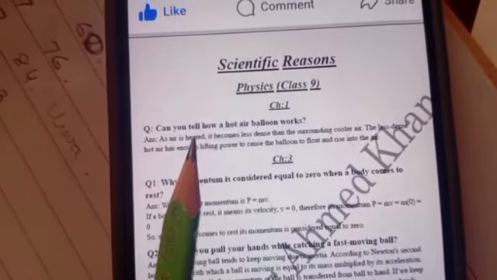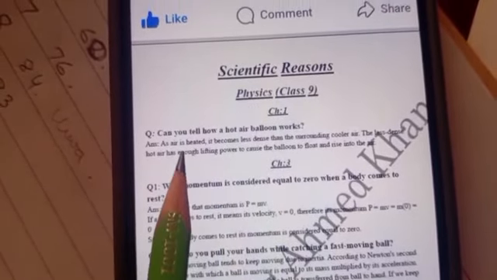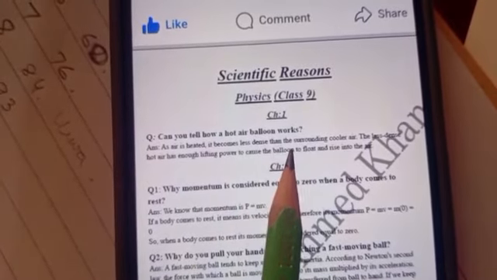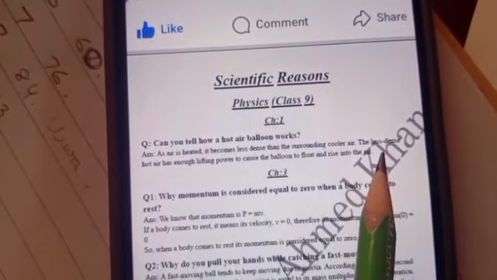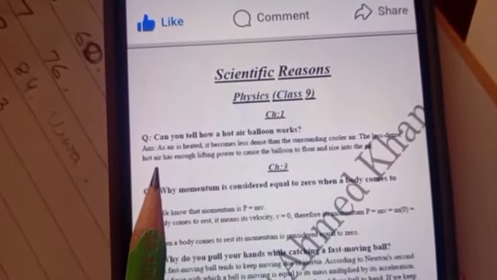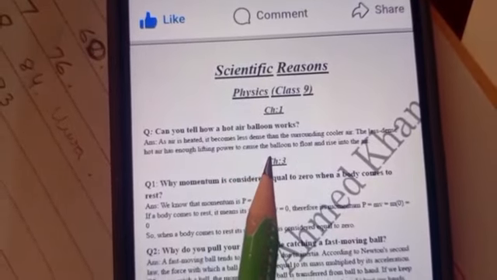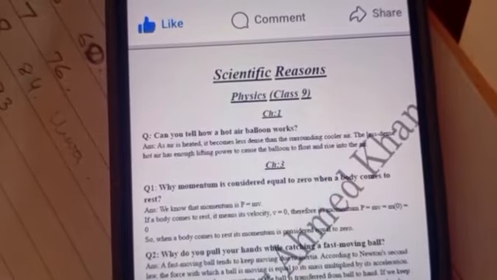Chapter 1 Scientific Reasons. Question 1. Can you tell how a hot air balloon works? Answer. As air is heated, it becomes less dense than the surrounding cooler air. The less dense hot air has enough lifting power to cause the balloon to float and rise into the air.